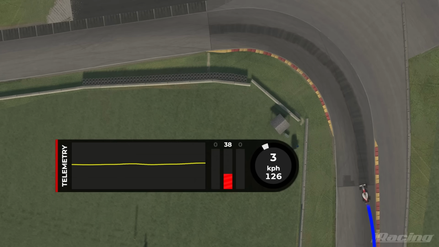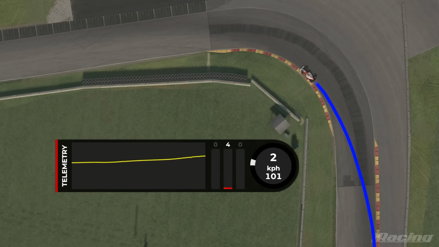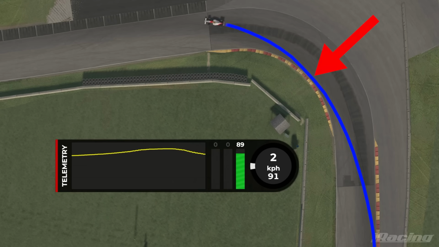So why is the peak steering angle so important? And how can we use it to learn new tracks more quickly? To answer that, watch this corner from above. What is the biggest mistake that this driver is making? If you've been sim racing for a while, you'll know that the answer is that they're taking too early of an apex and killing their exit speed.